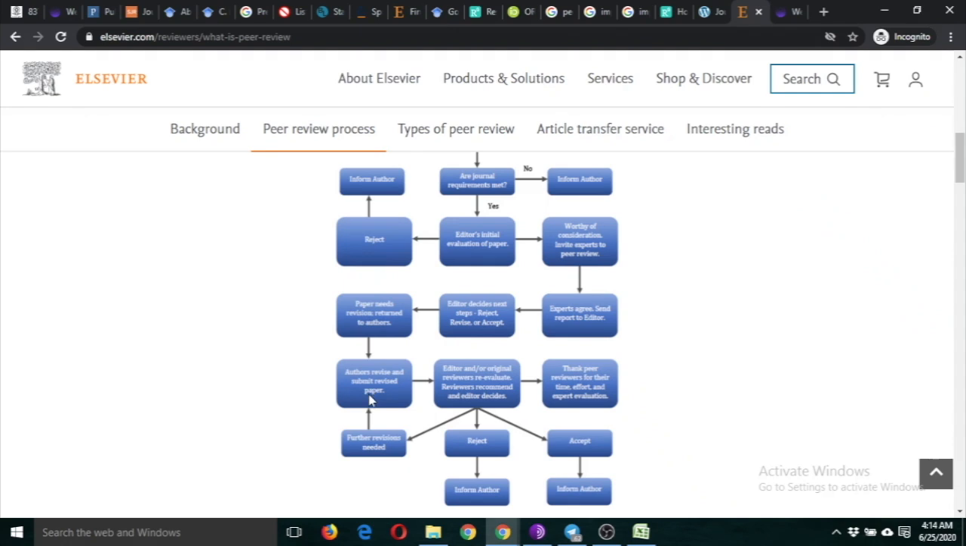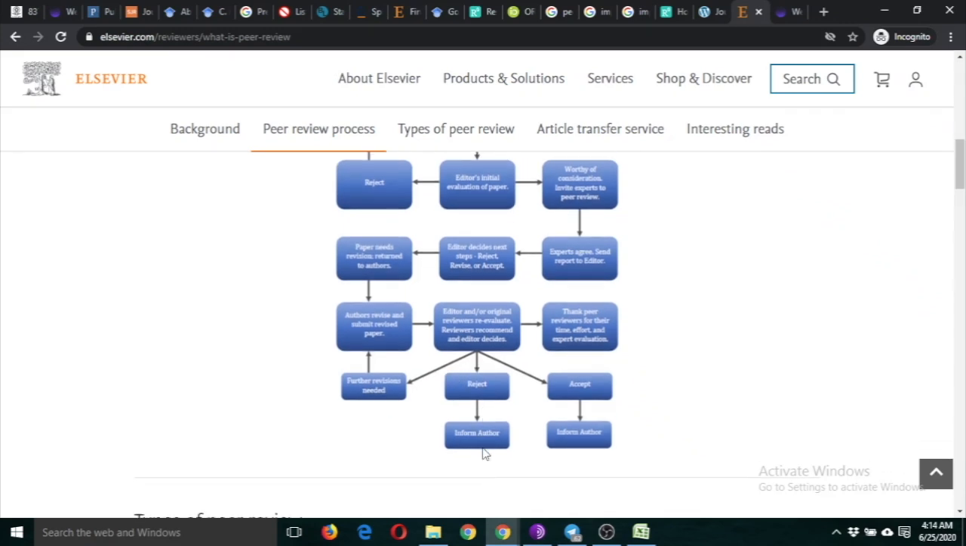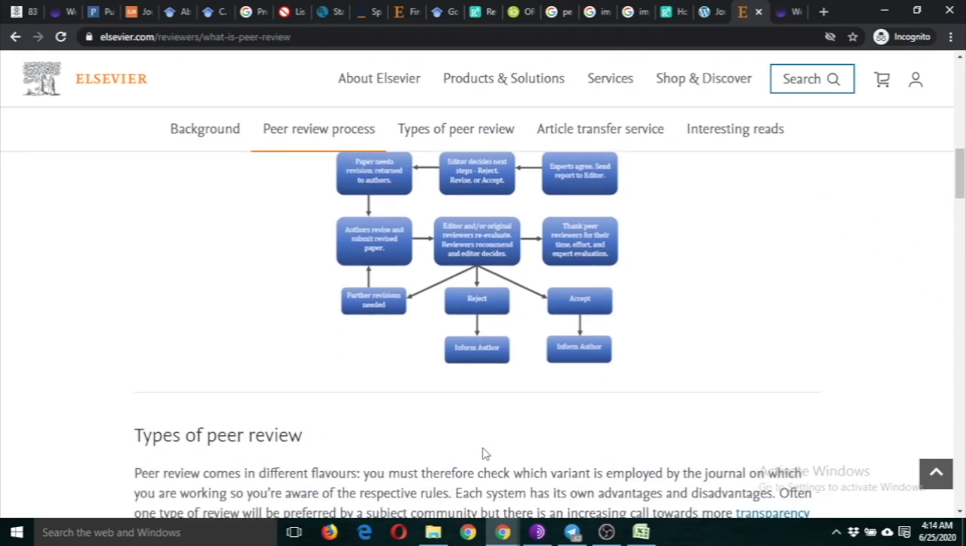Similarly, if there is a revision, then the authors revise the paper and submit it again to the journal. The editor reviews it, and can take the help of reviewers again to make the decision. After the revision, the editor can reject, accept, or ask the authors to make further revisions. So this process is called the peer review process.